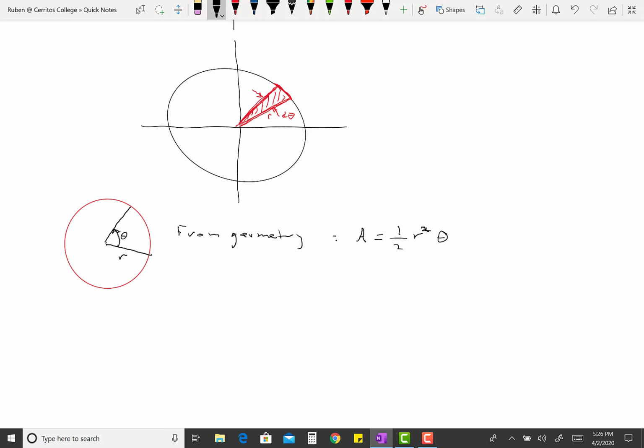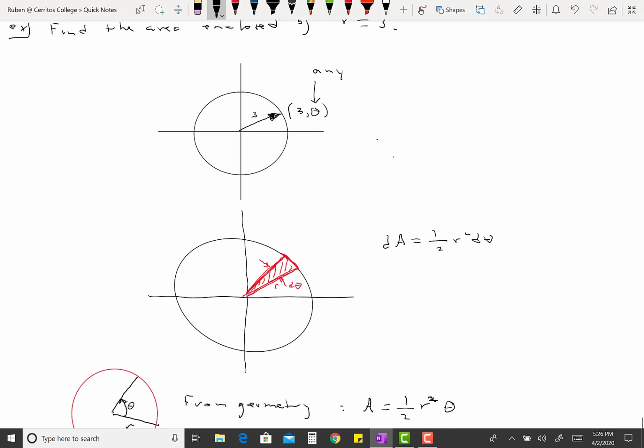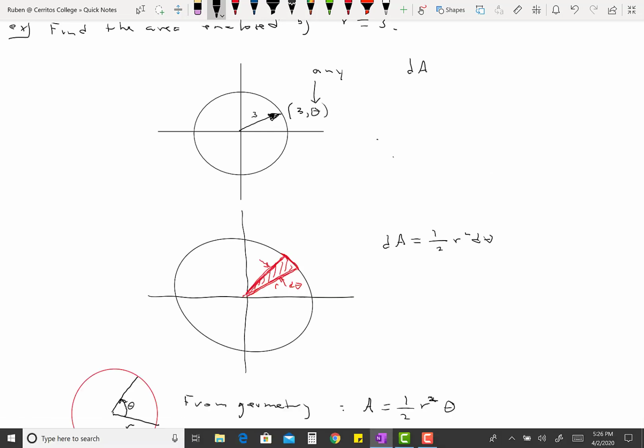So back to our infinitely small sector from our circle, the one we're considering. The infinitely small area, or the area of that circular element is 1/2 r squared d theta. For our circle, the radius is 3. So the area of that one sector of our circle of radius 3 is 1/2 3 squared d theta.